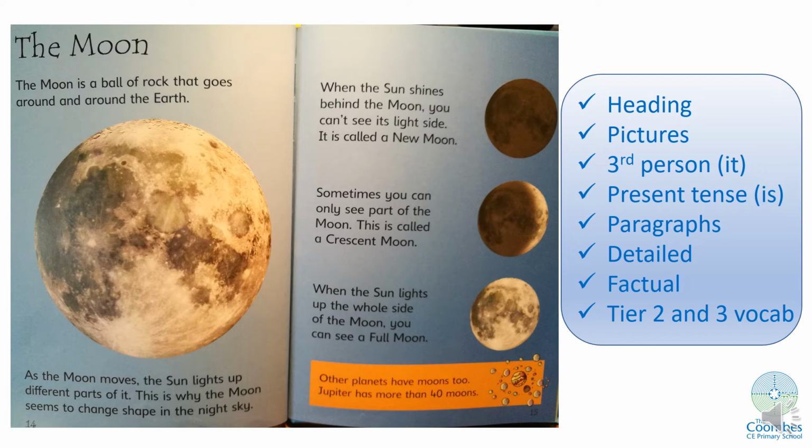Third person is present. They use the noun, the moon, and then afterwards they use the pronoun it, and it's written in the present tense. Is, lights are examples of present tense verbs. The information is organised into paragraphs, it's detailed and factual, and we can find examples of tier 2 and 3 vocabulary. Now obviously this book is aimed at children, so it is quite simple language, but even so we can see those features of a non-chronological report really clearly there.